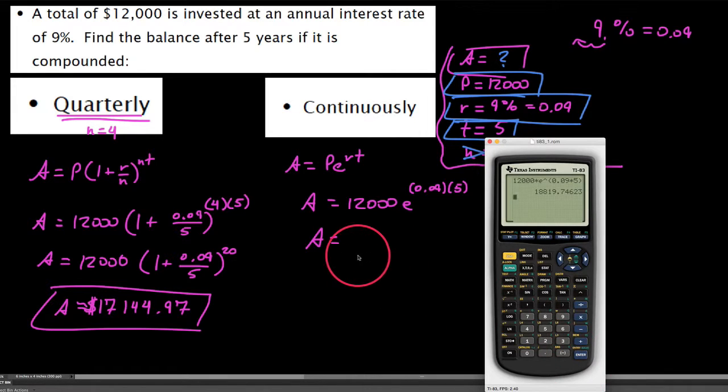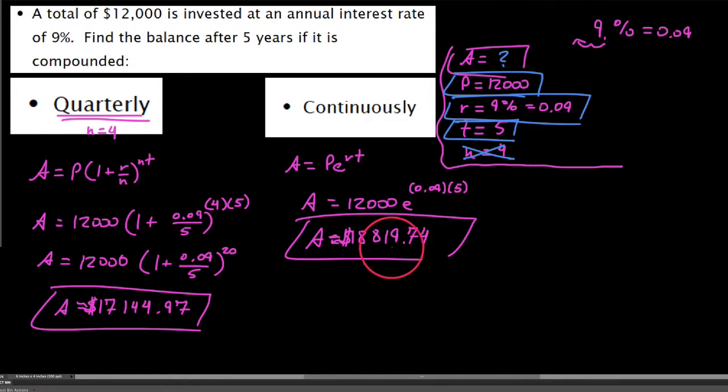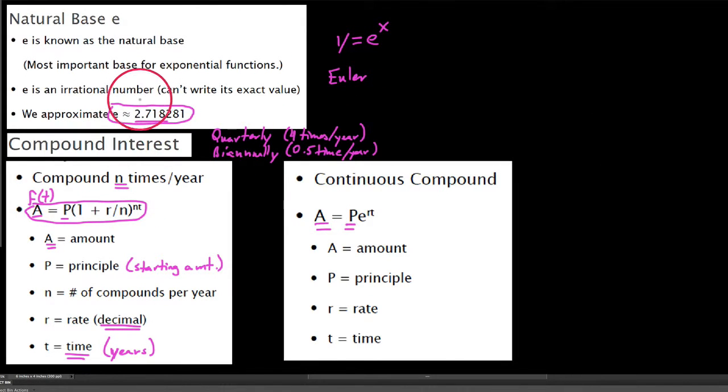In this case we have 18,819, about 0.75, and this is approximate, and this is in dollars. So this would be our continuously compounding interest, and you notice that there's substantially more because it compounds more times a year than 4. So that's how we calculate compounding interest. Know the difference between continuous and n times per year, and know your number e. Cheers.